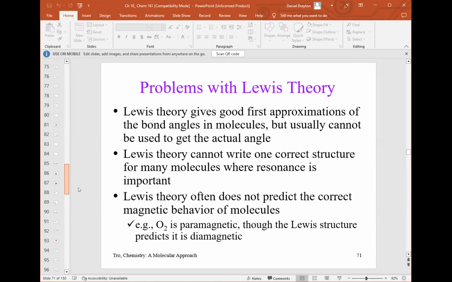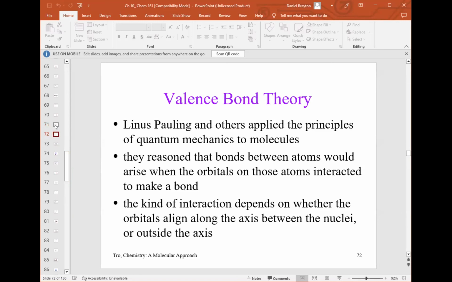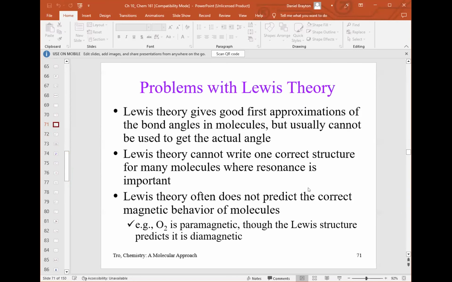So we go on to the next theory. And this seems like a good stopping point. I know it's a little bit early, but this is our last chapter we're going to cover, and we'll have a couple of weeks after the midterm.